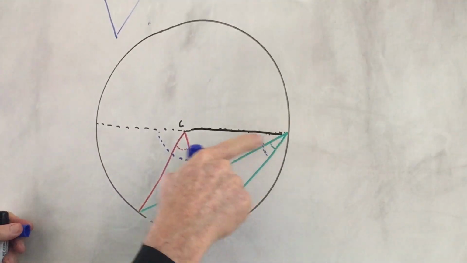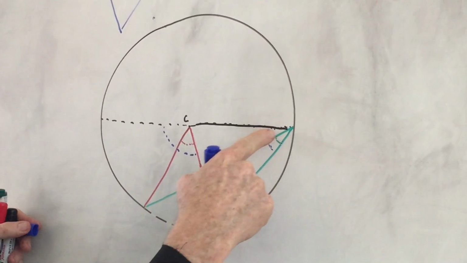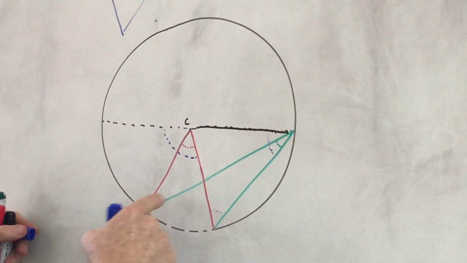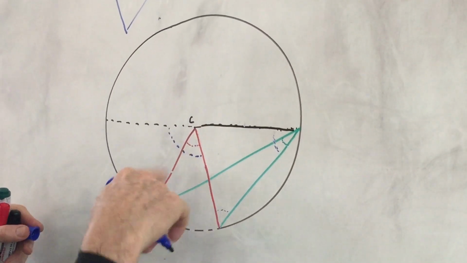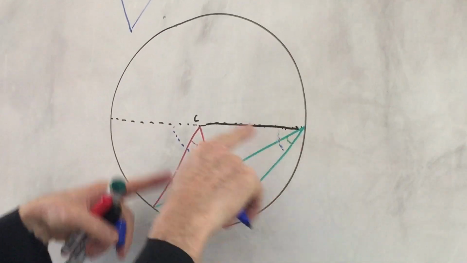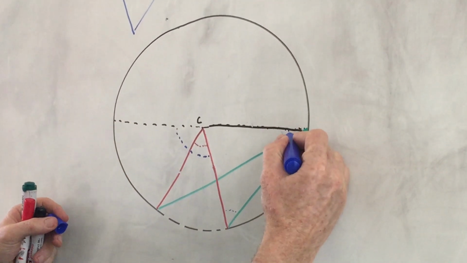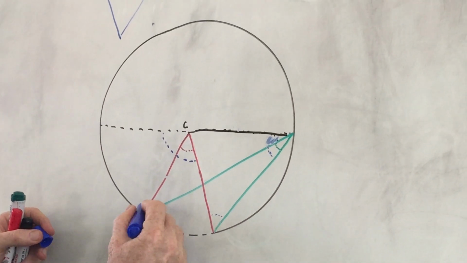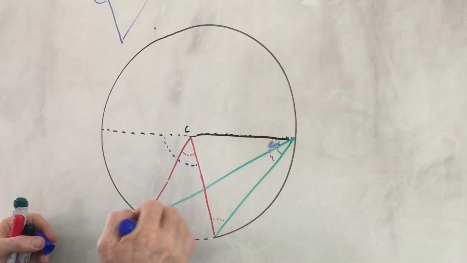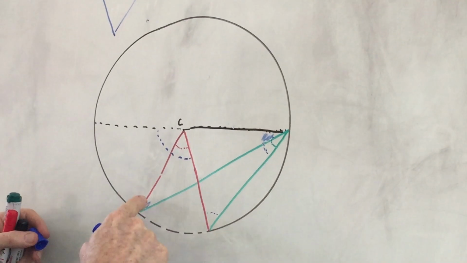But now, look at this triangle. See, look at this green, black, red triangle. Sides equal, radii are the same, so this is an isosceles triangle. Therefore, the angles at the base are equal. This is equal to this. Therefore, this is double this.